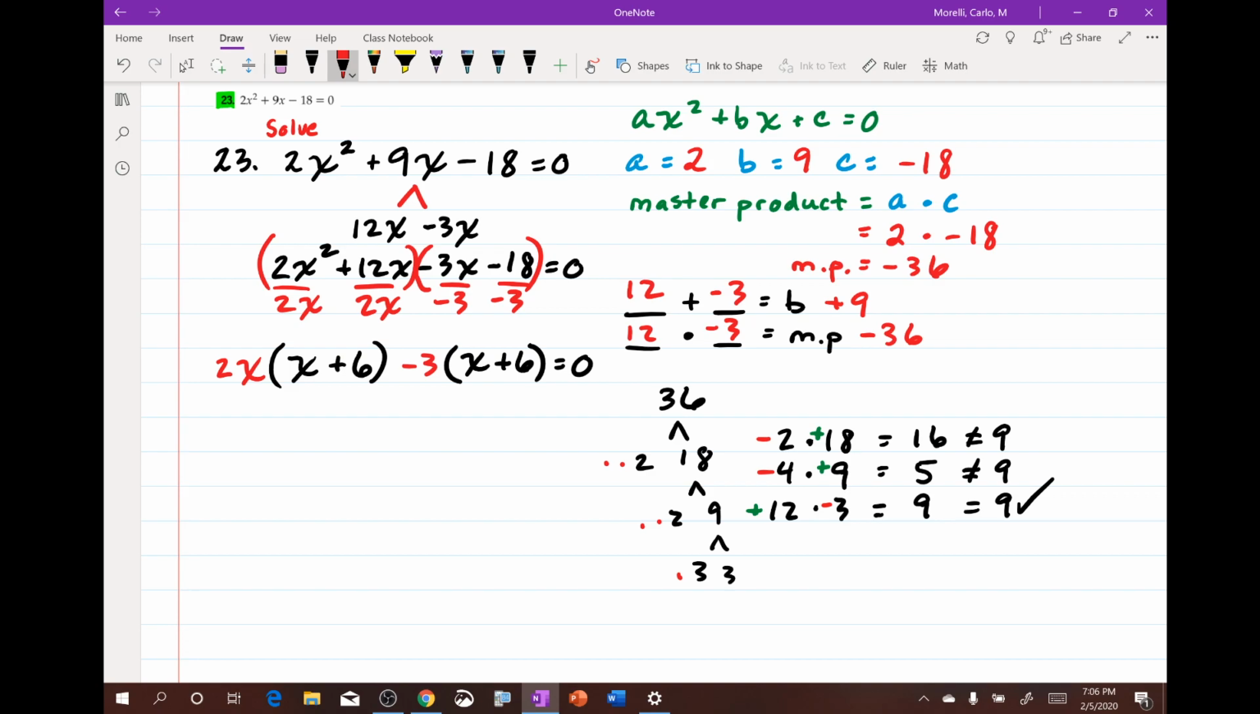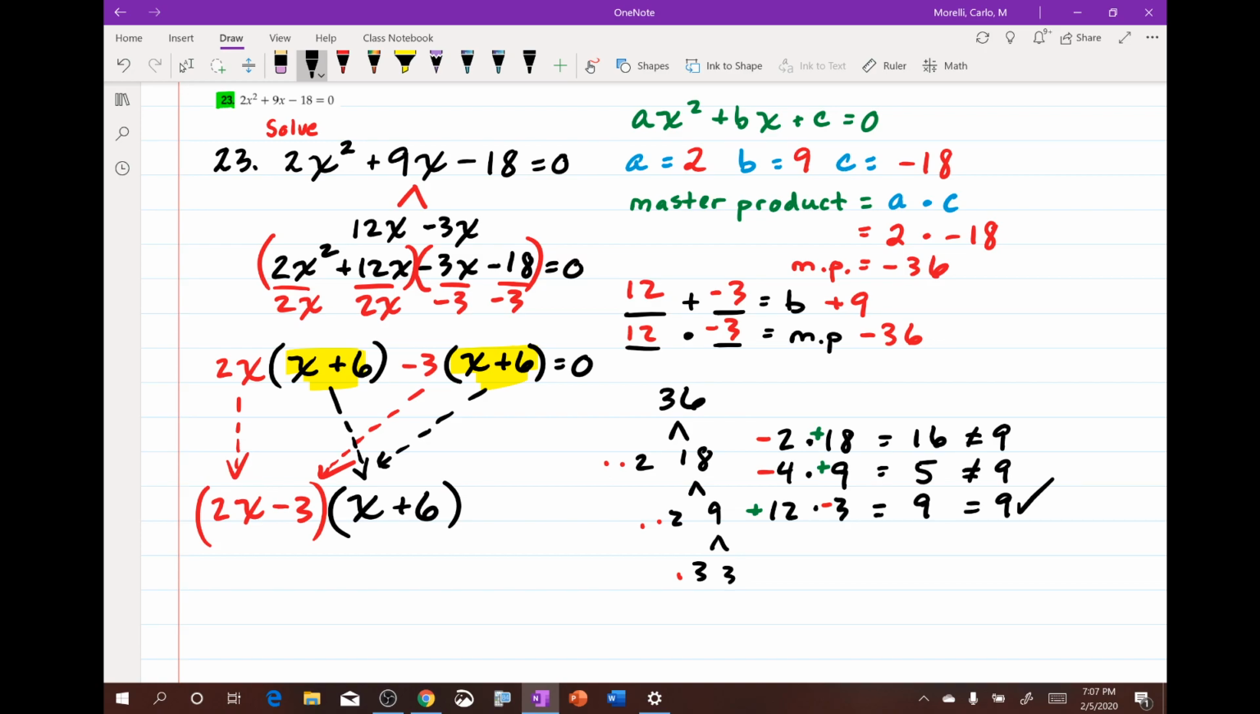Now, remember, this dude, he comes down here as 2x. And then his new factor buddy right here is minus 3. So this becomes a factor. And then both of these are just one factor. So they both converge right here as the other factor pair, x plus 6. This equals 0. So this is the factored expression. We took 2x squared plus 9x minus 18 equals 0, and we factored it down to 2x minus 3 times x plus 6 equals 0. Okay?